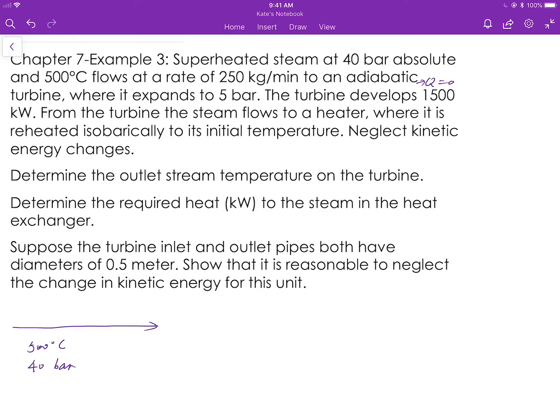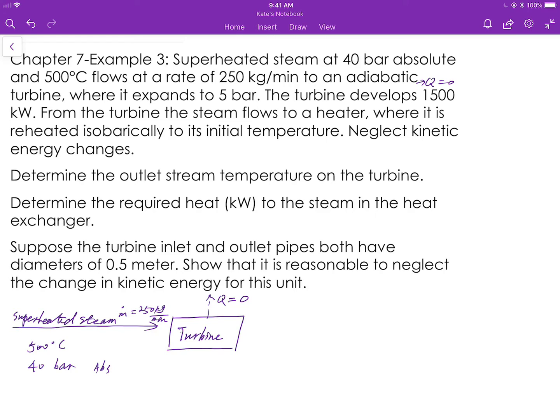And given this is superheated steam, based on that information, you know which table to go to in the book. And 40 bar is absolute pressure. The mass flow rate is 250 kilogram per minute and flowing to a turbine, and this turbine is adiabatic, which means that the heat is zero, it is insulated.